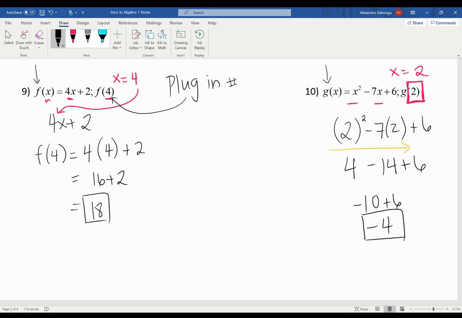So with our functions here, we're actually doing the same thing. We're taking the value that they give us for our variable, so in this case it was 4, in this case it was 2, and plugging it in wherever we see x.